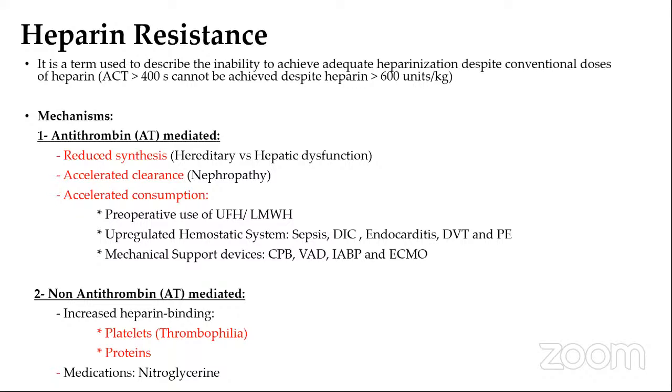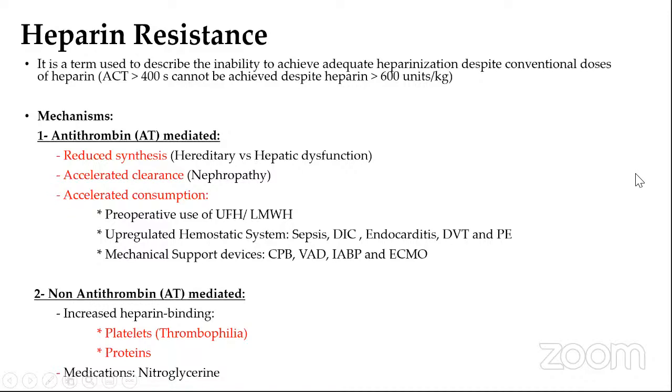Heparin resistance is the term used to describe the inability to achieve an adequate heparinization despite giving the conventional doses of heparin. So you fail to get an ACT of more than 400 seconds with a heparin dose of more than 600 units per kg, okay? So this is the definition for heparin resistance.